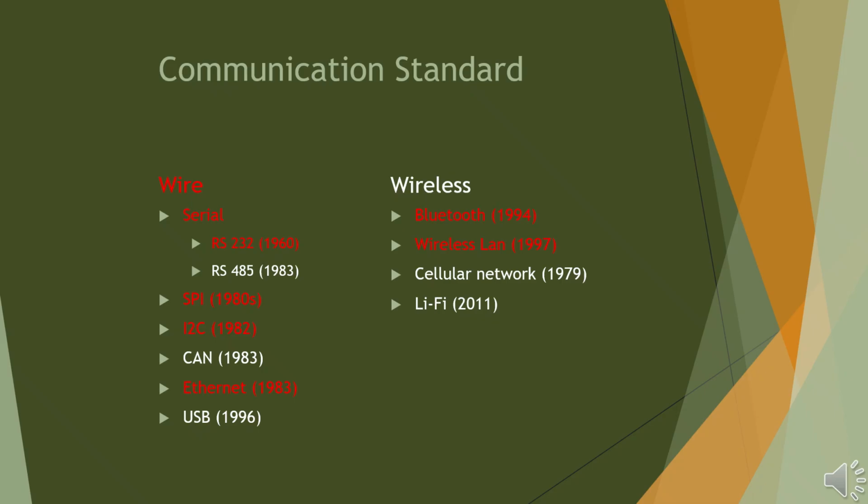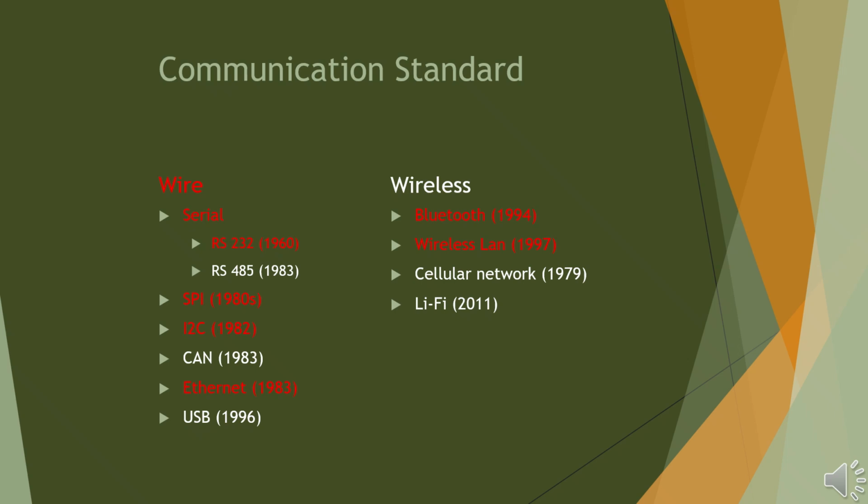RS-232, introduced in the 1960s, was one of the earliest serial communication standards. It uses single-ended signaling and is designed for short-distance communication between a computer and a peripheral, such as a modem or microcontroller. Later, RS-485 improved upon this by adopting differential signaling, allowing for longer distances and multiple devices on the same bus, making it suitable for industrial automation and distributed sensor networks.